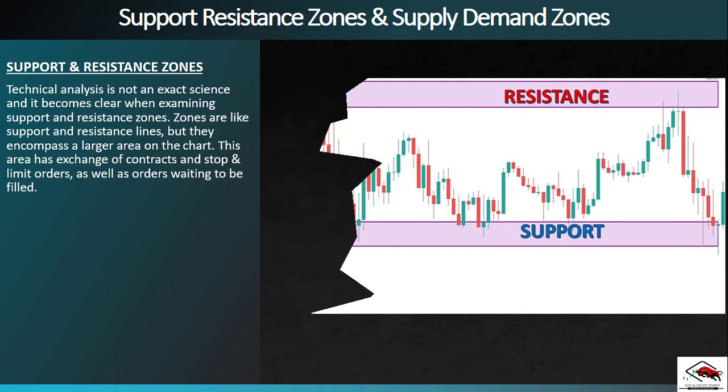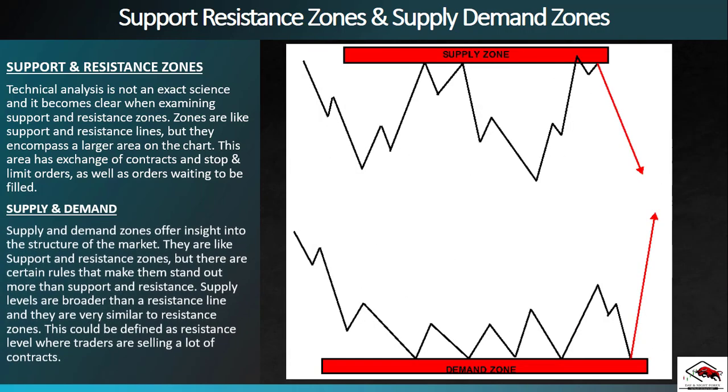Now let's move on to supply and demand. This subject gained a lot of popularity recently. Supply and demand zones offer insights into the structure of the market. They are like support and resistance zones, but there are certain rules that make them stand out more than just being support and resistance levels. So as you can see on your screen, we basically have the supply zone. This is how a supply zone looks like, and then here we have our demand zone. So as you can see, it's just the opposite of a supply zone, right? A demand zone is where we're buying at, and a supply zone is where we're selling from. So supply levels are broader than a resistance line, and they are very similar to resistance zones. This could be defined as a resistance level where traders are selling a lot of contracts.